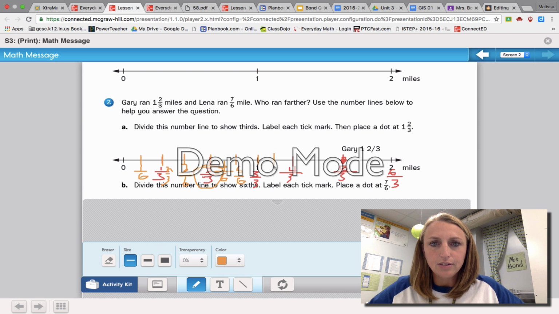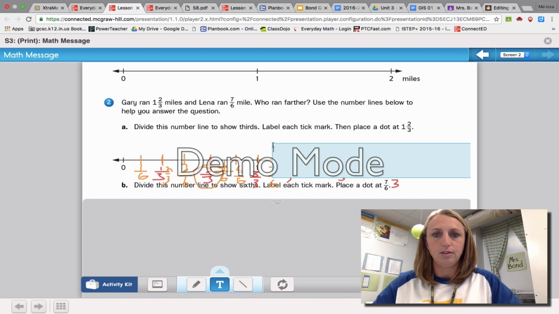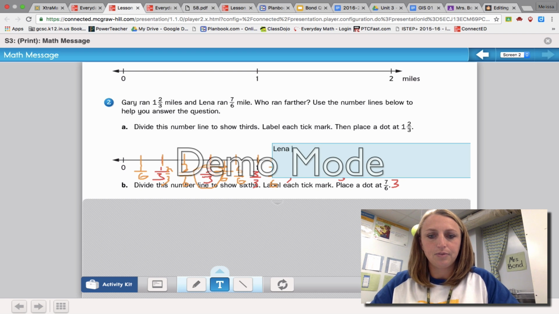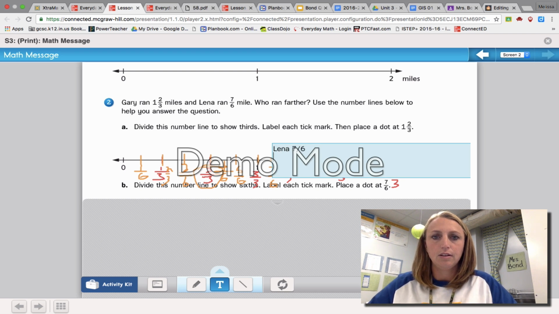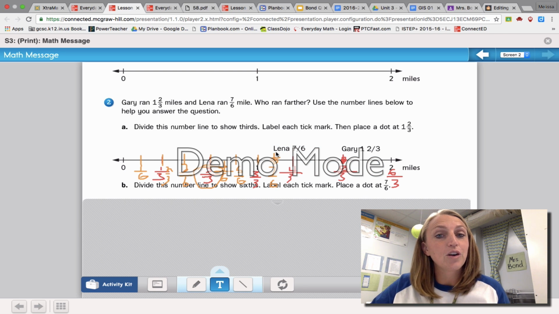And then right here is going to be our 7/6. Okay, we can stop there because we knew we were looking for 7/6. So I'm going to put my dot there. And that was for our friend Lena. So Lena at 7/6. Okay, so now who ran further?